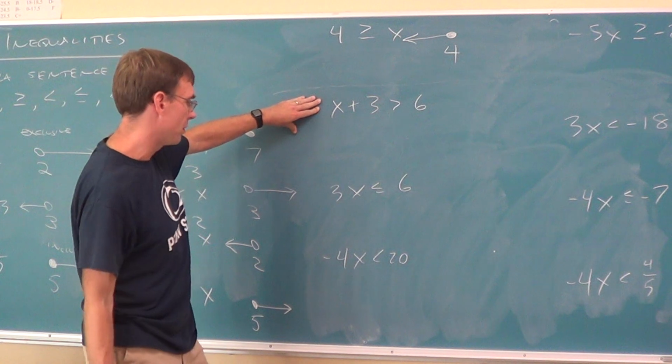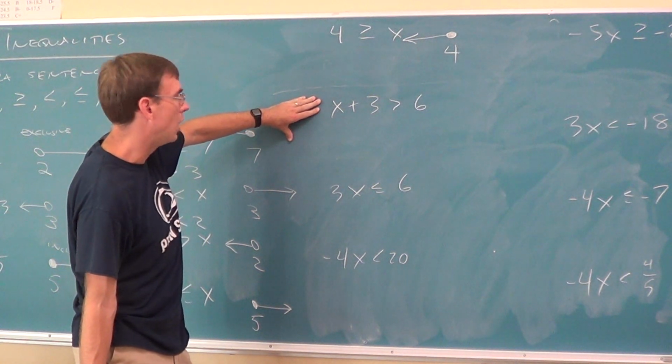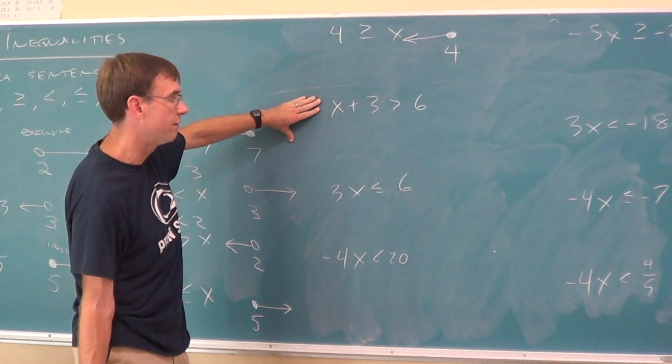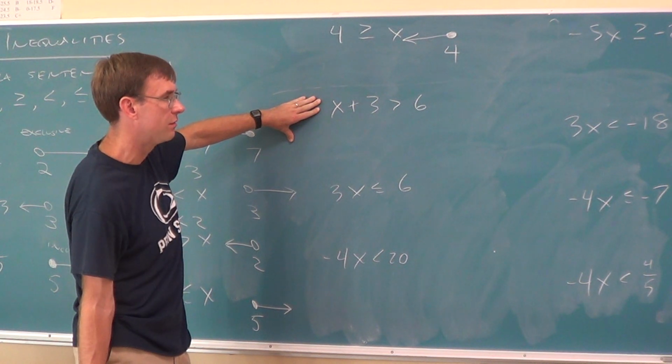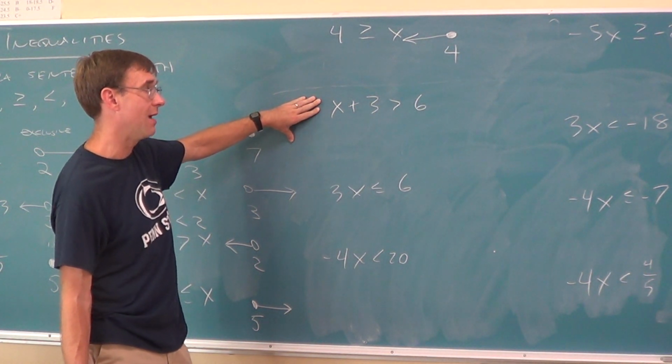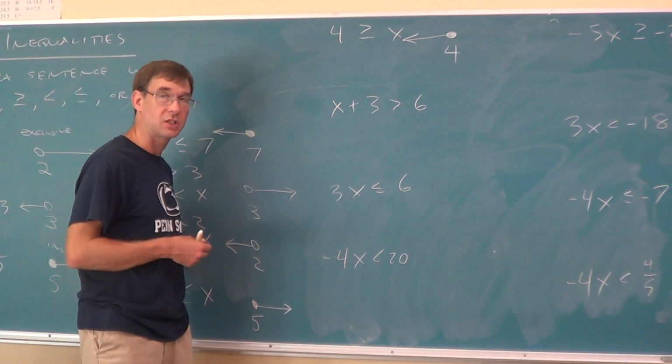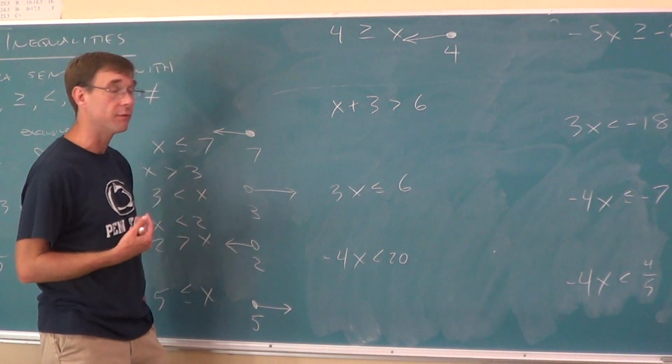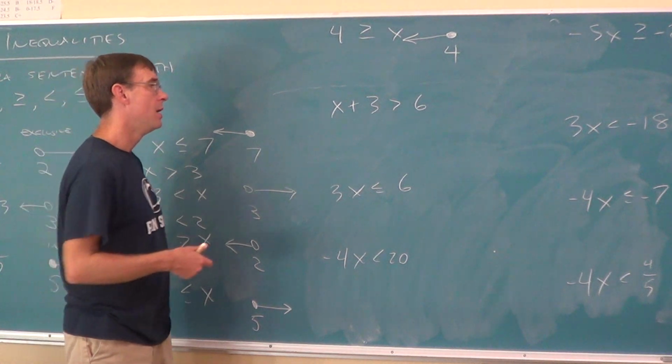If you want to skim through the rest of these problems, there's 1, 2, 3, 4, 5, at least 5 where this is going to happen, that we're going to have an extra thing we're going to have to adjust to in greater than, less than problems that you don't have to worry about when it's equals.